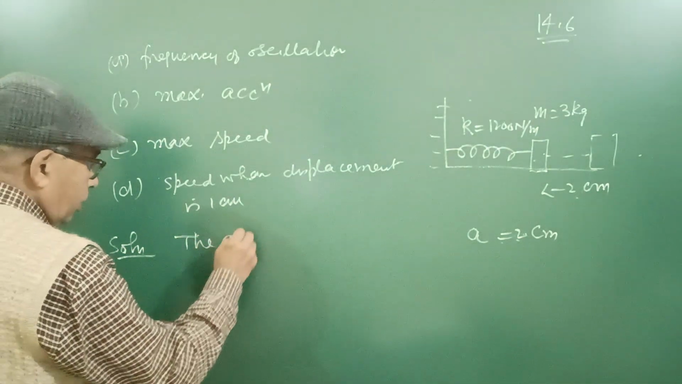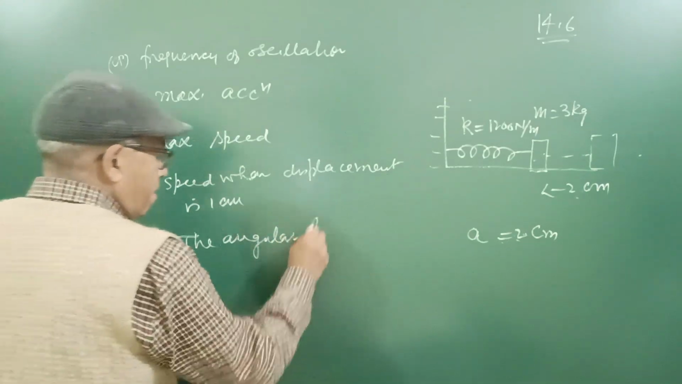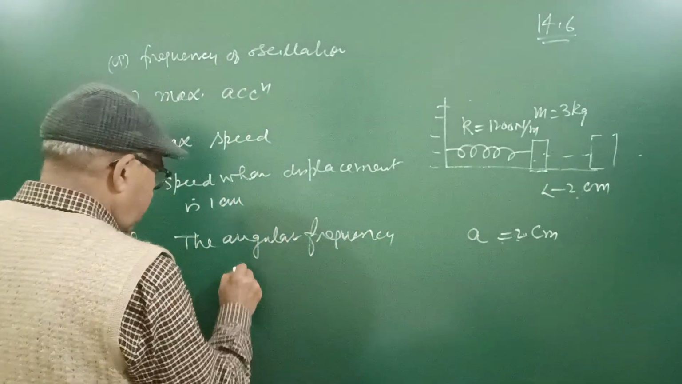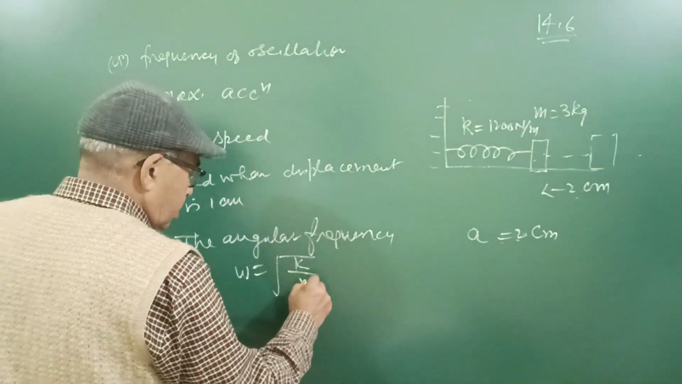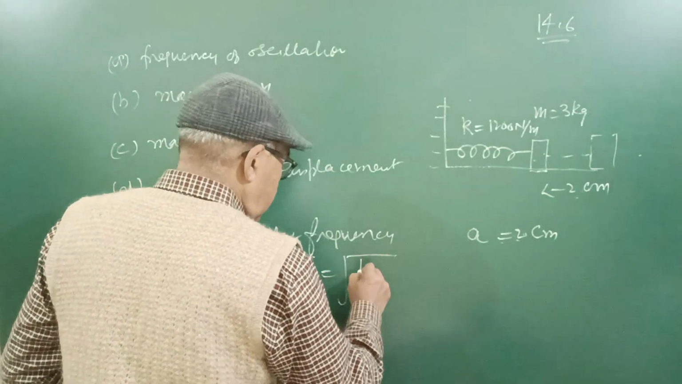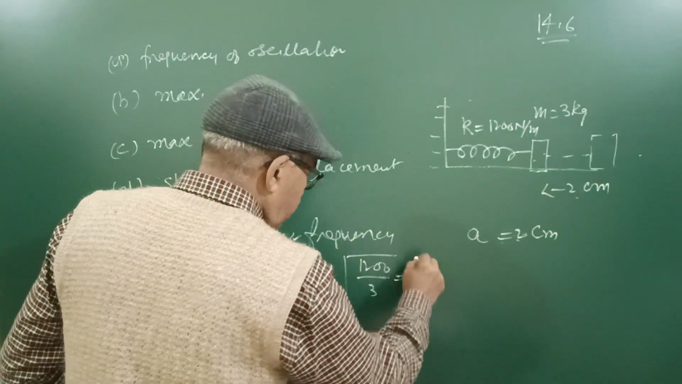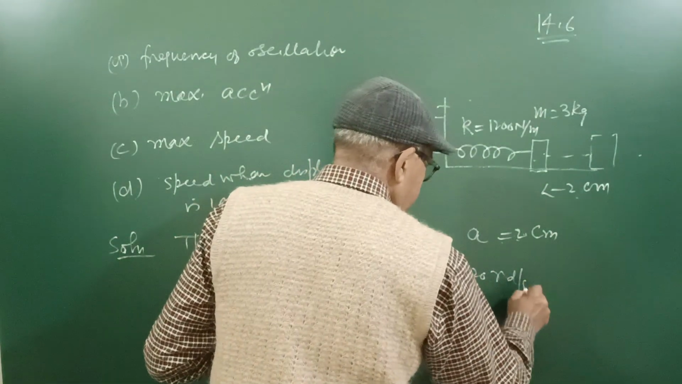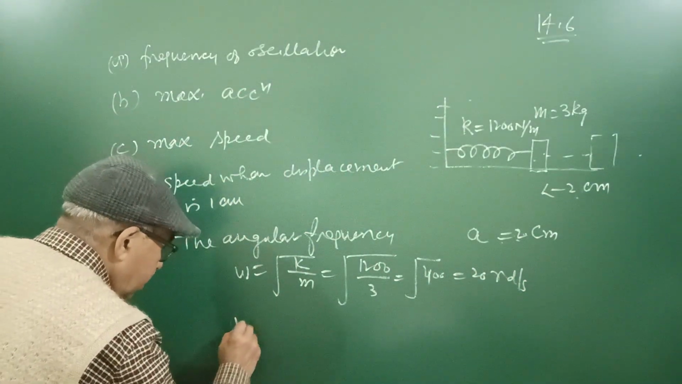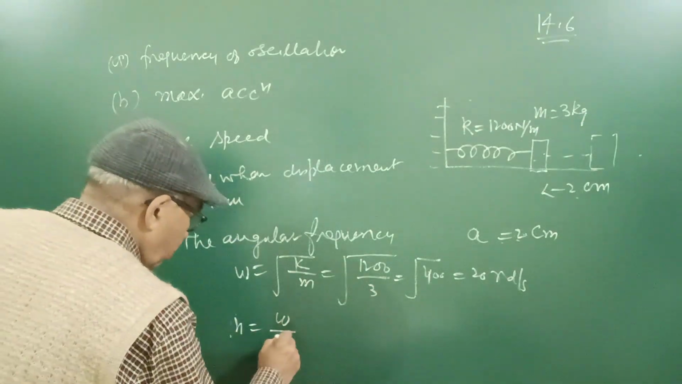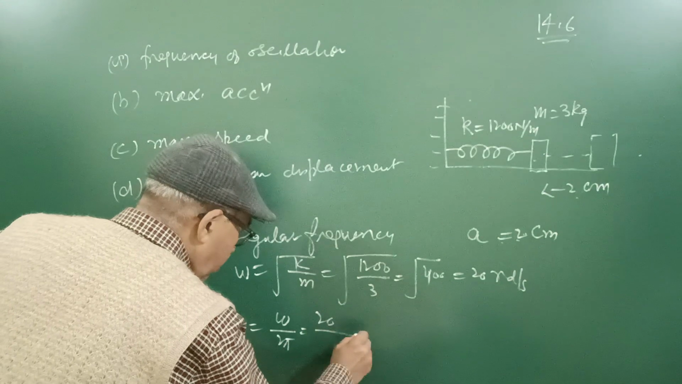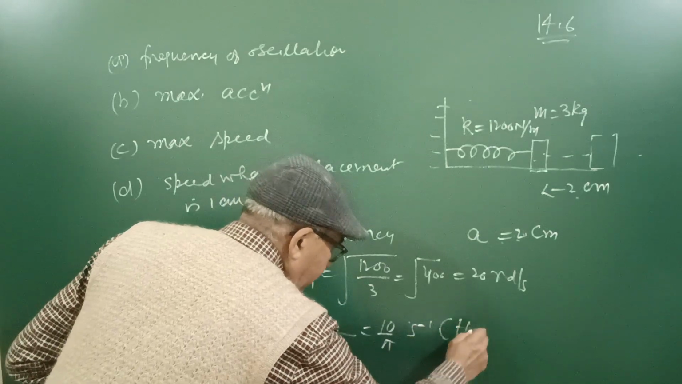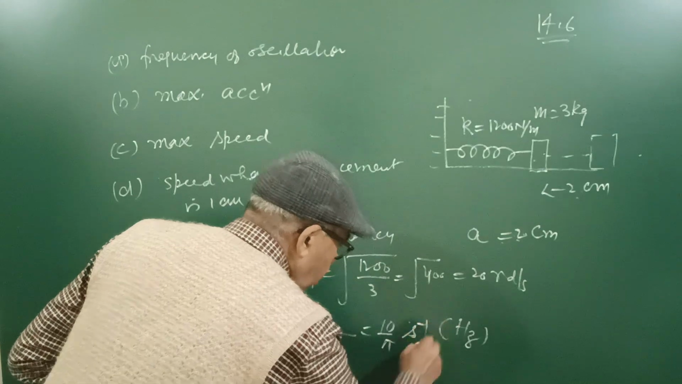The angular frequency omega is equal to under root k by m. Here k is 1200 and m is 3, so it is 400, means omega is 20 radian per second. And the frequency nu equals omega upon 2 pi, so 20 upon 2 pi, that is 10 upon pi per second, or hertz, which is also a unit of frequency.